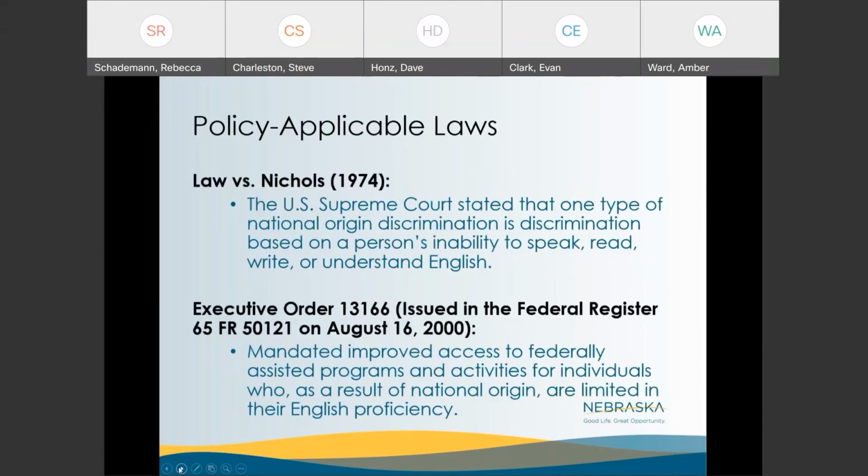Lau versus Nichols, 1974: the U.S. Supreme Court stated that one type of national origin discrimination is discrimination based on a person's inability to speak, read, write, or understand English. We also have Executive Order 13166, issued in August of 2000, which mandated improved access to federally assisted programs and activities for individuals who, as a result of national origin, are limited in their English proficiency.